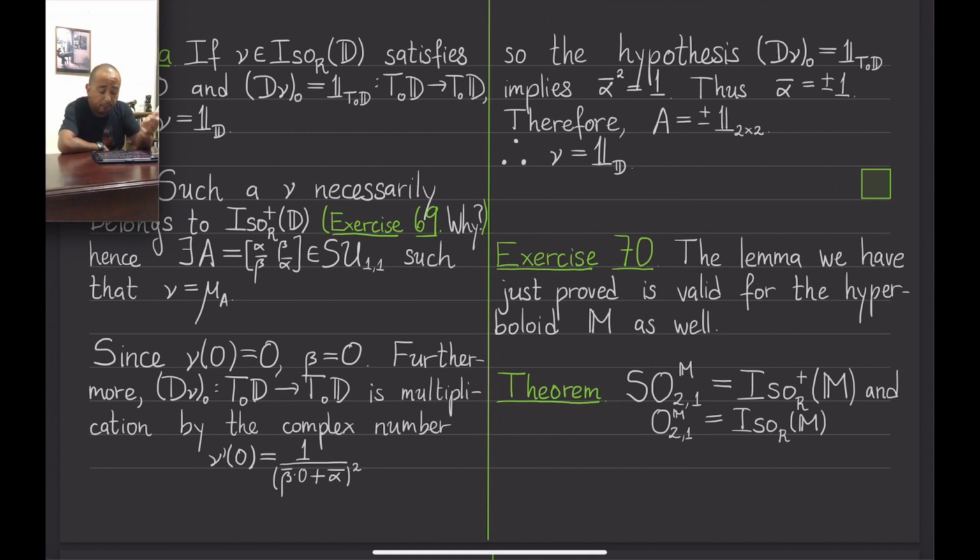You compute the derivative knowing nu as a map of a complex variable, a map that goes from D to D. It's given by the usual quotient rule for derivatives. What you obtain is this part, but we know that this is the identity, so this number has to be 1. So alpha conjugate has to be 1 or minus 1, and being 1 or minus 1, it's equal to alpha. And so I can deduce that A is plus or minus the identity, so nu is the identity.